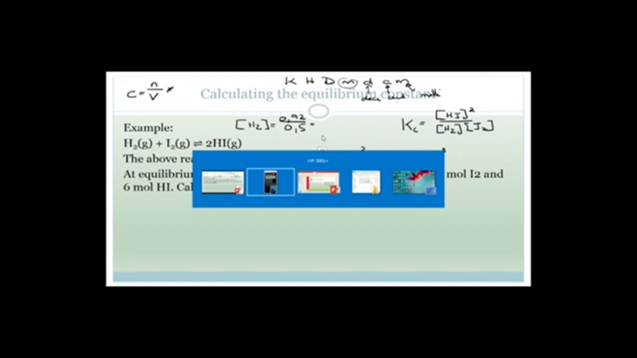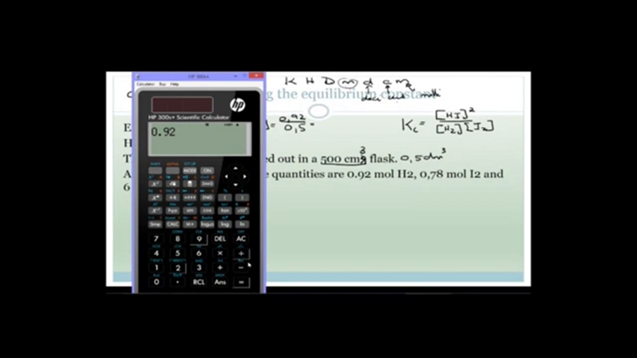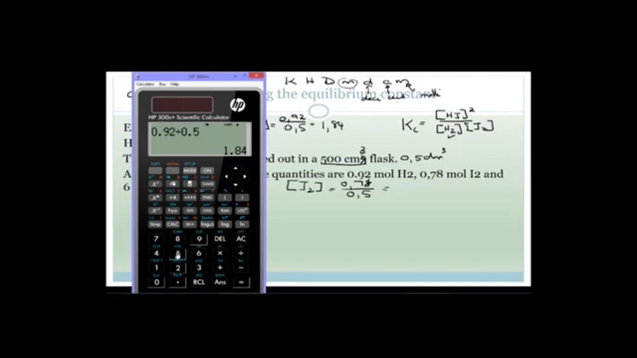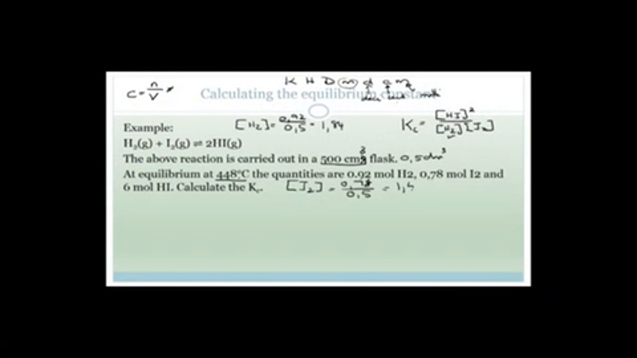So let's work that out. 0.92 divided by 0.5 equals 1.84. So now I know H2. Now I need to find I2, and please note that this is at equilibrium, so that means we can use this. Always check that you've got the equilibrium values. So the concentration of I2 is going to be 0.78 over 0.5. 0.78 divided by 0.5 is 1.56.